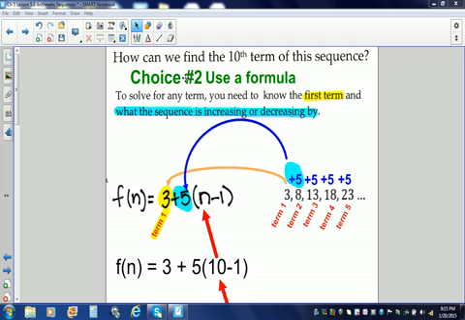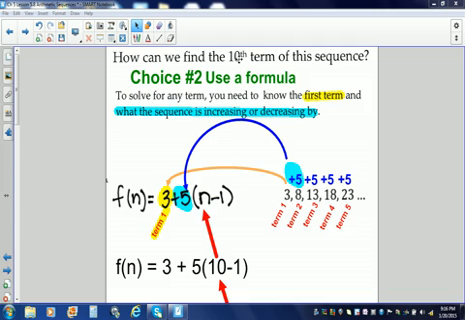Choice number 2, you could use a formula. Now some of you might say, I don't want to use a formula, I'm going to use a table. Okay, but just be careful. Let's say they ask you to find the 100th term. You're really going to make a table and keep adding or subtracting until you find the 100th term? Yeah, good luck with that.